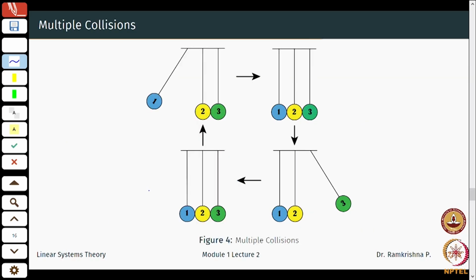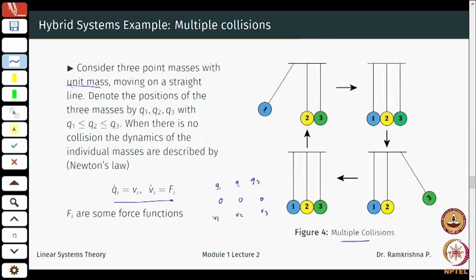So a typical motion you would expect is that this would hit, and once they hit, you have a motion where 3 goes this way, then 3 comes back, hits 1, and then you follow this process. We will see if we can explain why this particular motion happens.